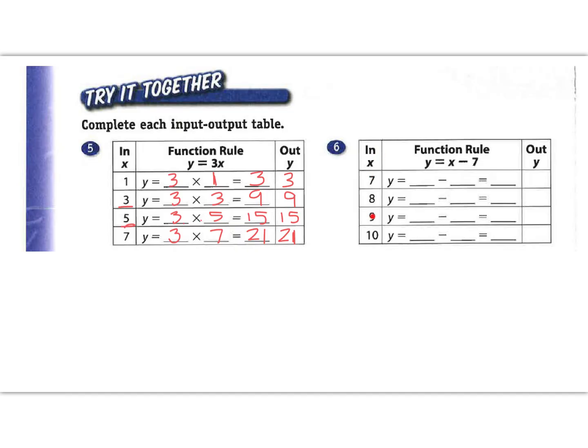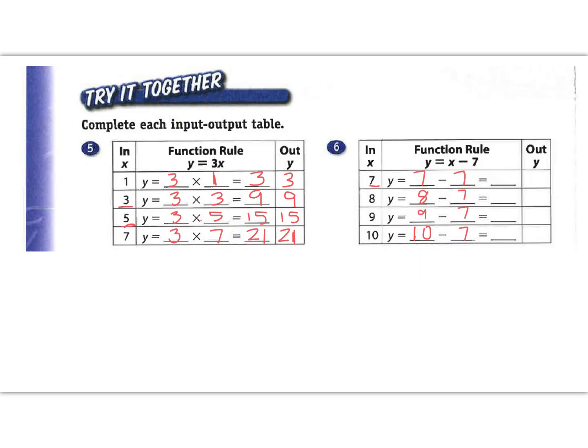Okay, here we have the inputs again, 7, 8, 9, 10. And then the function rule, y equals x minus 7. So that means that x is going to go first because you're going to do x and then you're going to minus 7. So let's put that 7 in all of those. And then we're going to put the x's in. So we started with 7, then we have 8, 9, 10.